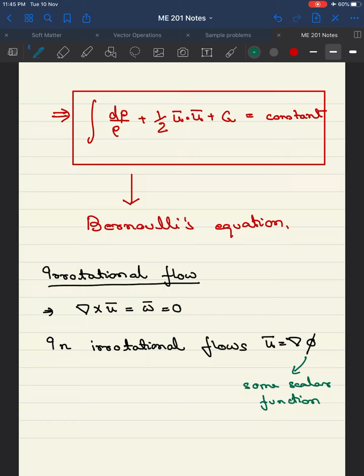And this is easy to see because note that if that is true, if the flow velocity were to be represented as the gradient of some scalar quantity, then the vorticity, which is nothing but this quantity, is equal to 0 due to the vector identity.